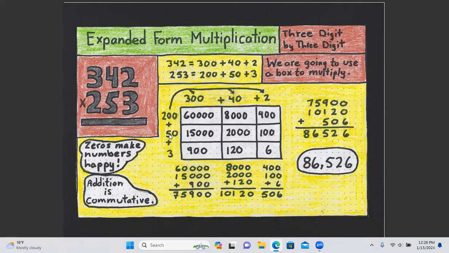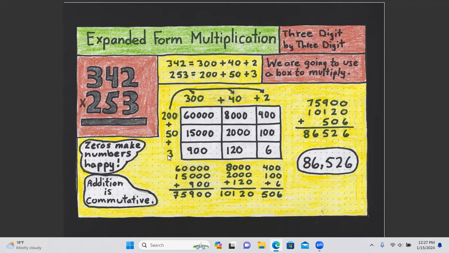Let's distribute the 50 to the 300, to the 40, and to the 2. When we do that, 5 times 3 will give us 15. We notice that when we multiply 50 times 300, there are 3 zeros involved. Let's put those 3 zeros behind the 15 to give us 15,000. Next, 50 times 40: 5 times 4 gives us 20. There are 2 zeros here. Let's put them behind the 20 to give us 2,000. Then 50 times 2 gives us 100.